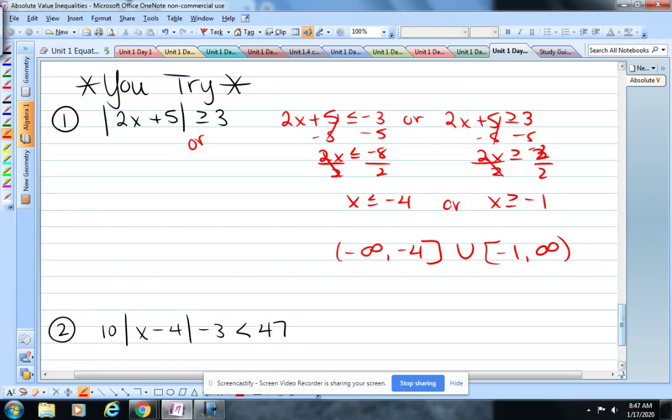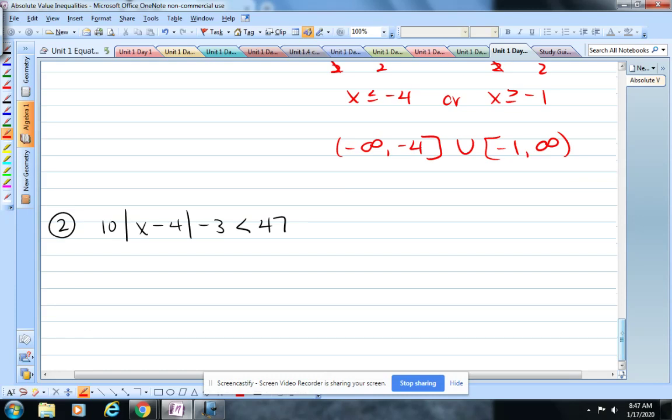Number 2, are the bars by themselves? No, that's job number 1. Now, y'all, when you have multiplying and adding, which one are you going to do first? You're going to add first. All right. What's 47 plus 3? 50. X minus 4 is less than 50.